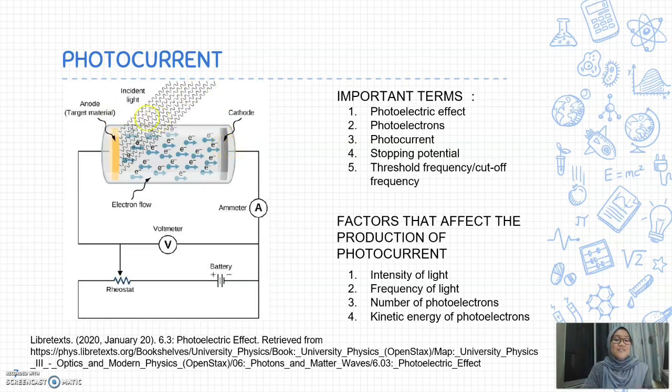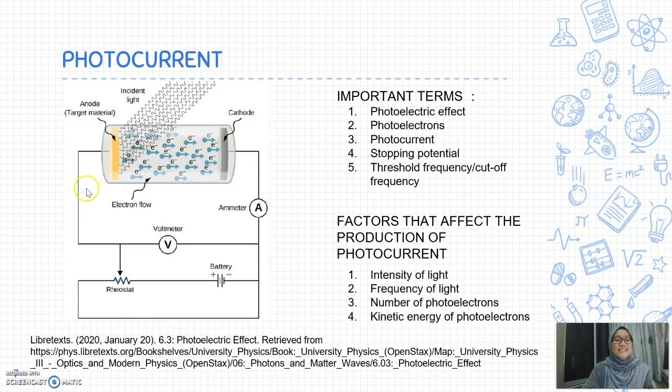When the target material is not exposed to radiation, no current is registered in this circuit. But when the target material is connected to a negative terminal of a battery and exposed to radiation, there is a current registered in this circuit. The current, we call it photocurrent.